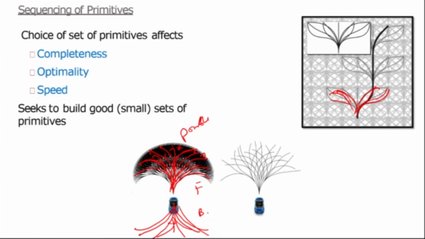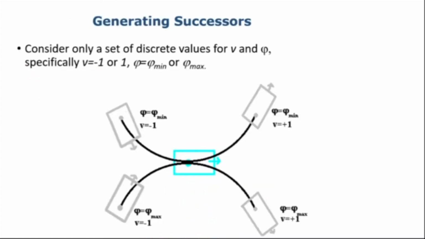So let's look at this one. So how are we generating successors? Consider only a set of discrete values for v, which is the velocity, and phi, which is the steering angle. So specifically v is equal to -1 or 1. We say unit velocity. And phi is equal to minimum or maximum. Either way is okay. So here if you see, from here I'm generating one node here, another node there. When it's going backwards, it is going like this. This is one node, this is another node. This is an edge now.